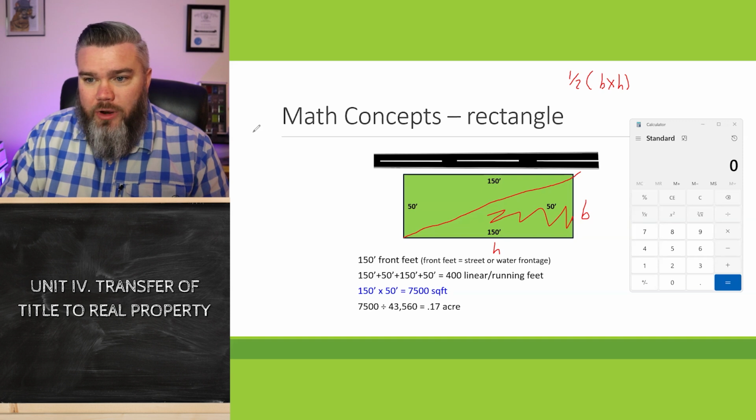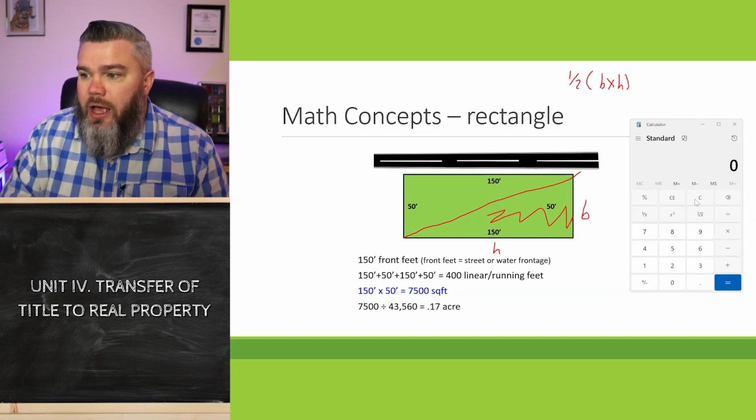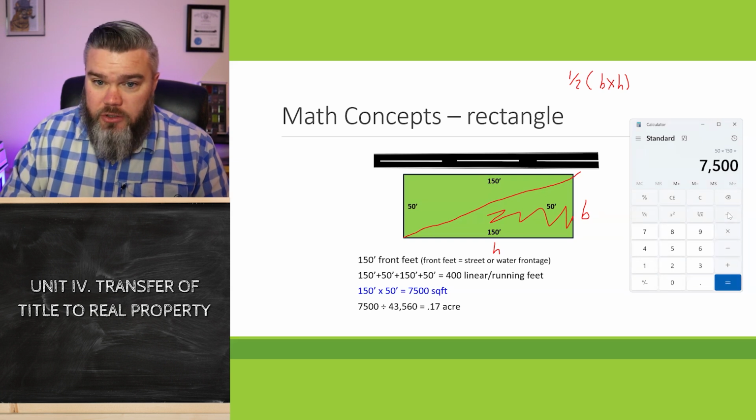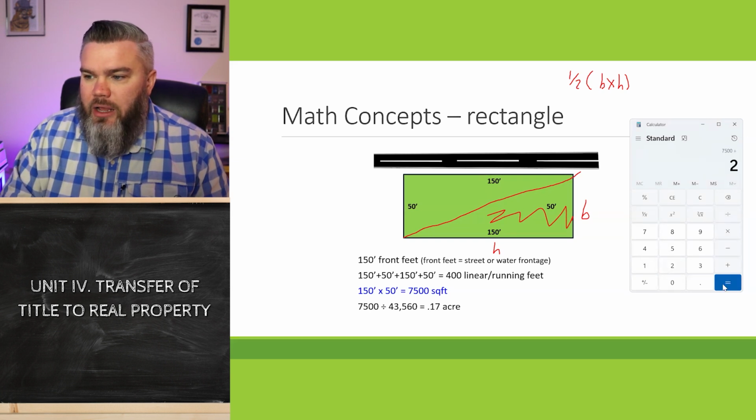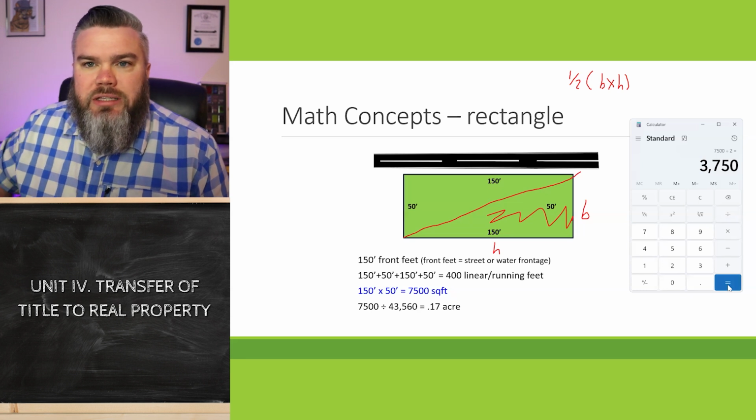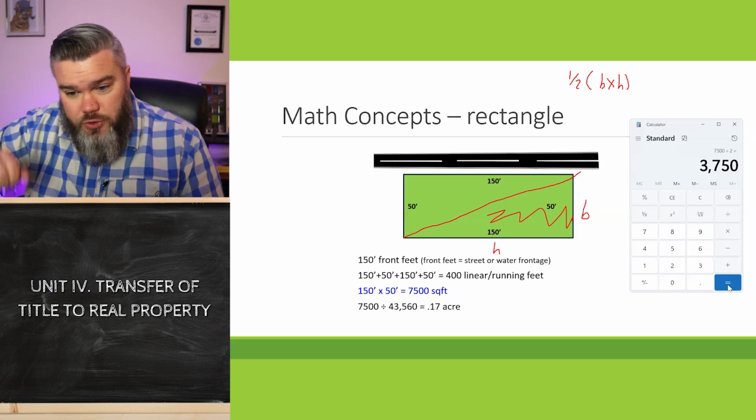So if I said, what is the area of this triangular lot? It is 50 times 150. You got to hit equals first because of the order of operations, divided by 2. 3,750 square feet for that one triangle.